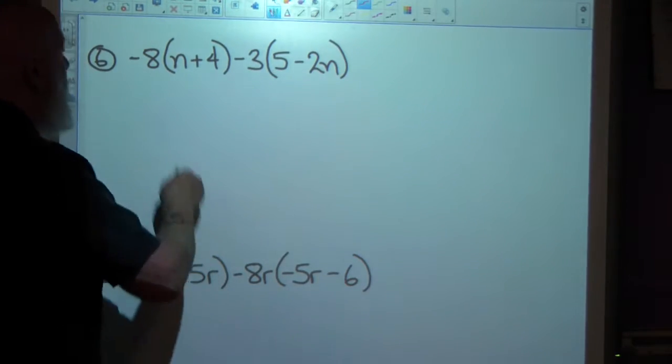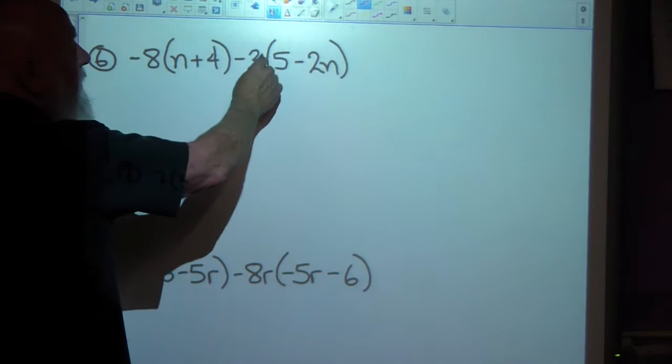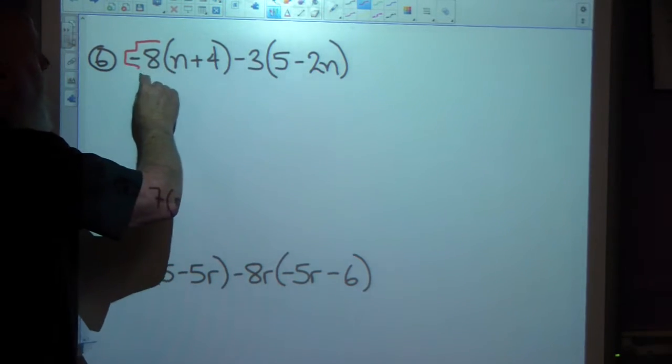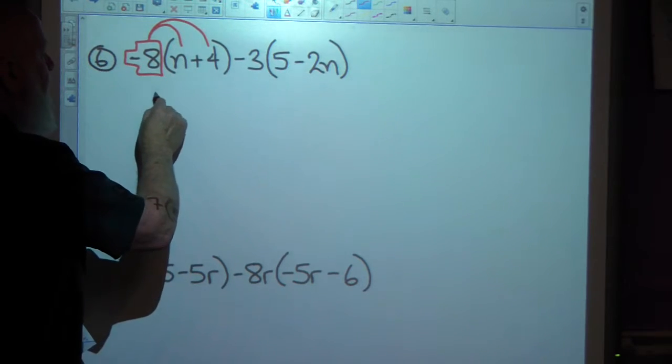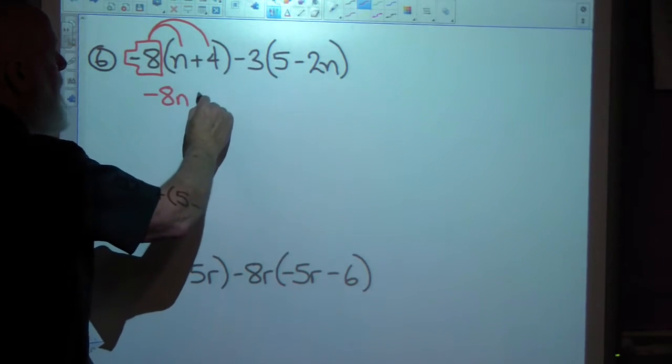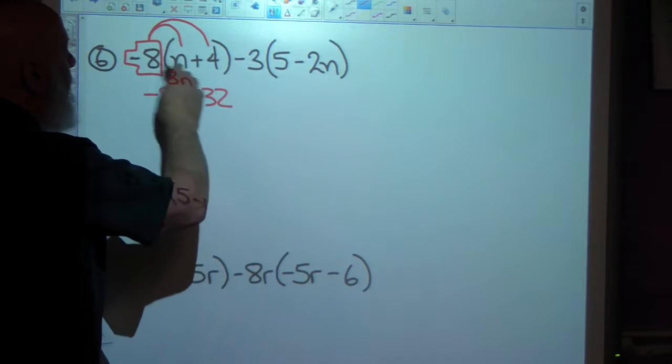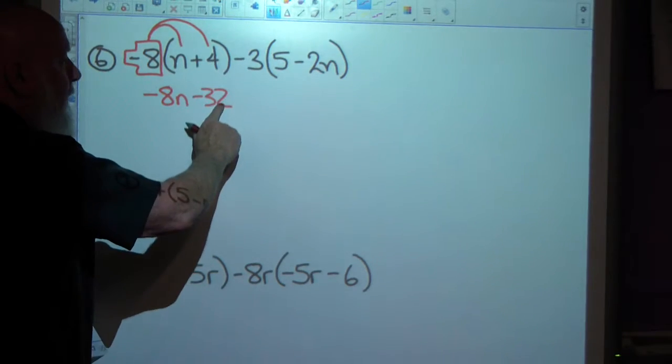Going to distribute a couple more times, and again, our term outside the parentheses is negative, so we'll just have to watch out for that. Remember our rules for multiplying. This is negative 8n minus 32. Negative 8 times positive 4 is negative 32.